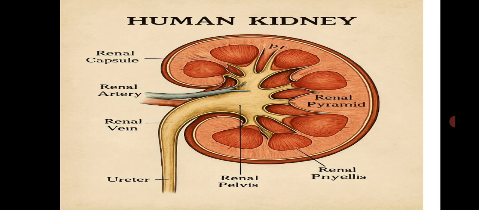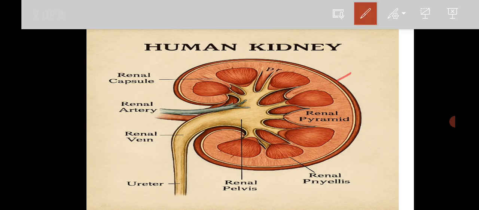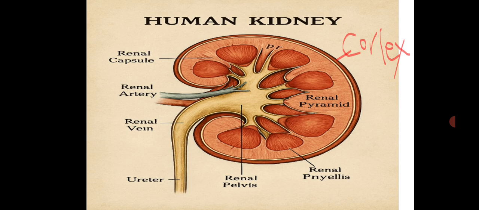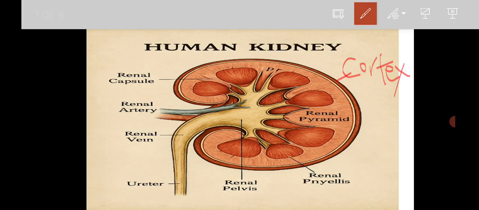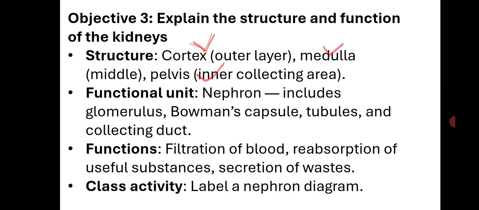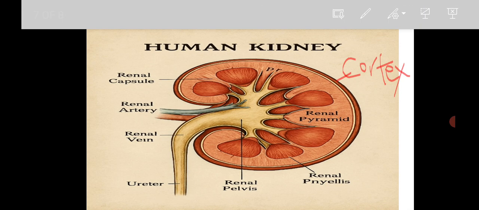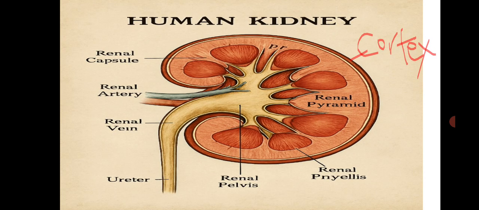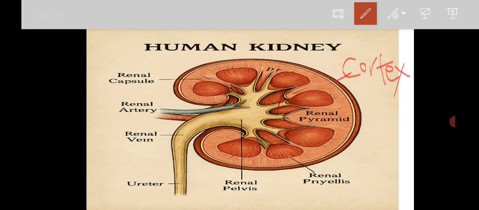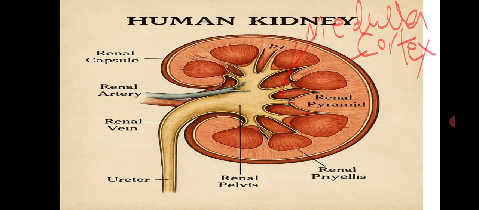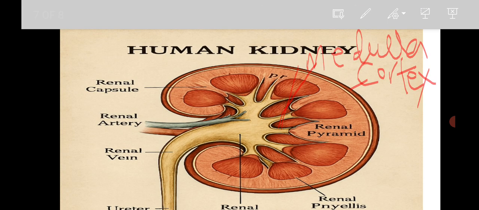All right, so let's go back. So this must be the cortex. This is the cortex. So that's the cortex. Then we have the middle, which is the medulla. So the central part is the medulla. And then the pelvis. Yeah, so that's what we have. Master the parts of the kidney.